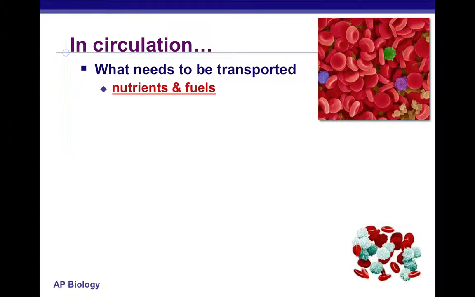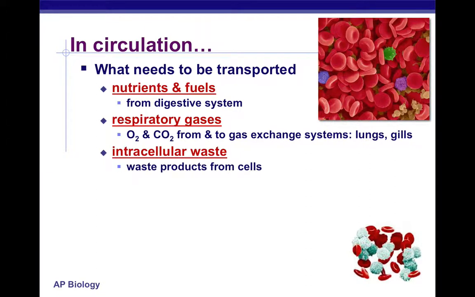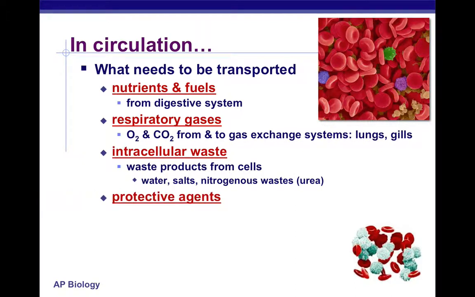The first is nutrients and fuels. We humans get that from the digestive system. We also need to be able to transport respiratory gases like CO2 and oxygen from the lungs throughout the body and back to the lungs again. We also need to get rid of intercellular waste that was produced within the cells, like primarily urea, but we also sometimes need to get rid of water and salts as well.